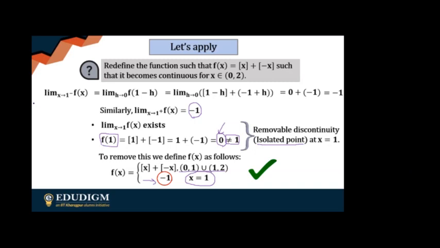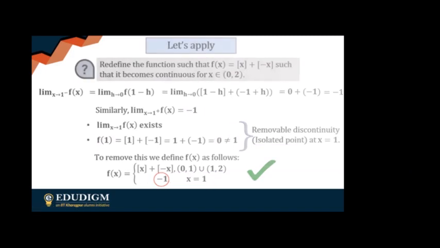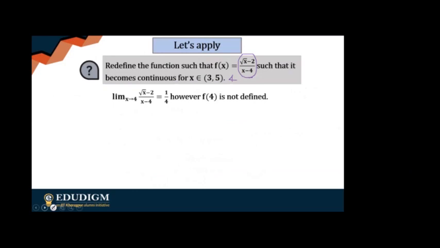Is this okay? Okay. So I hope you understand how to find out the point where the continuity is worth discussing. So let's go to the next one. This is very, very important.